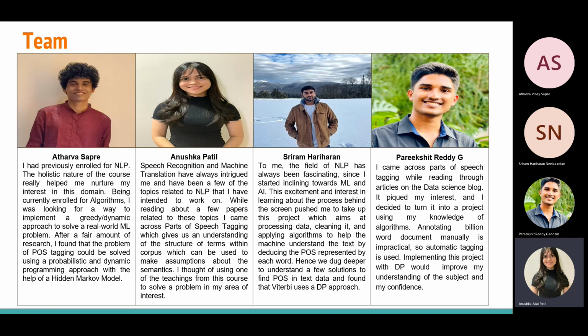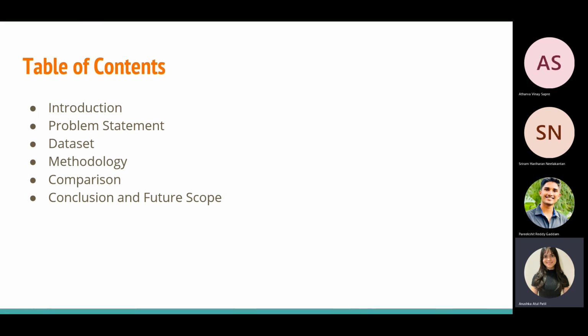So the team comprises Atharva Sapre, myself Anushka Patil, Sriram Hariharan, and Pareekshit Reddy. The next slide, please. So we'll be going through the introduction, problem statement, the data set that we have used for the project, the methodologies we have used, and comparing the different methodologies along with conclusion and future scope.